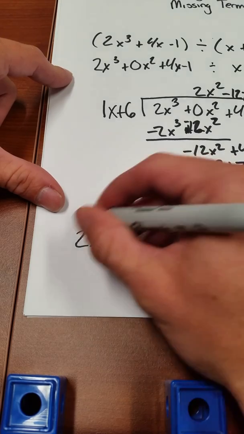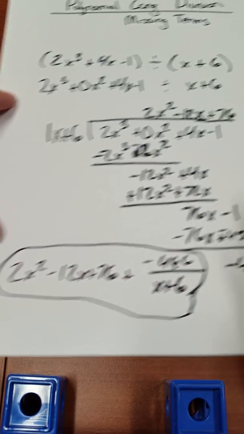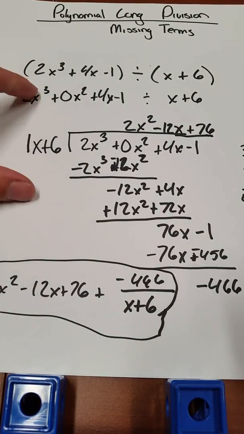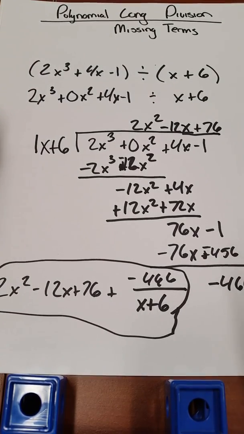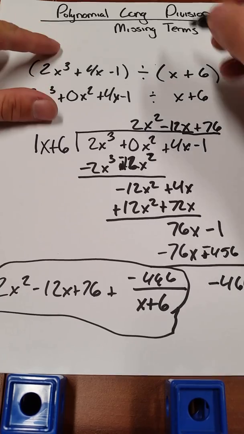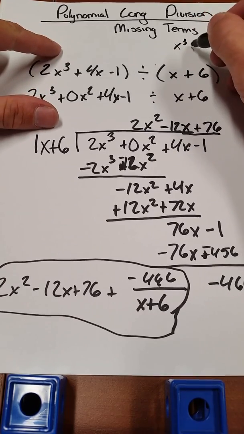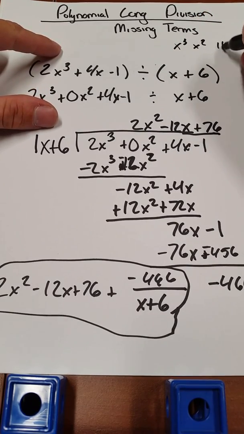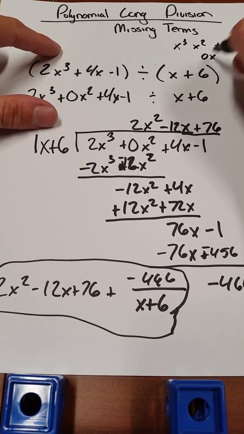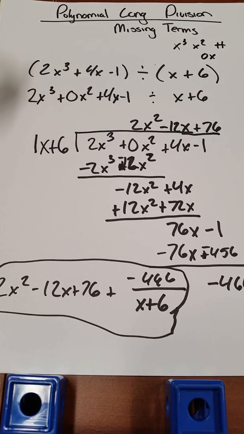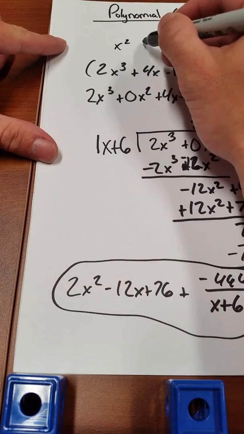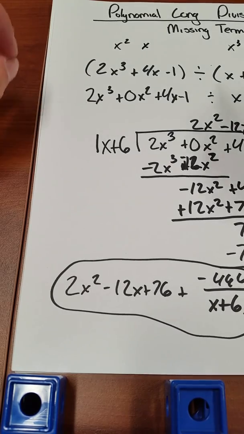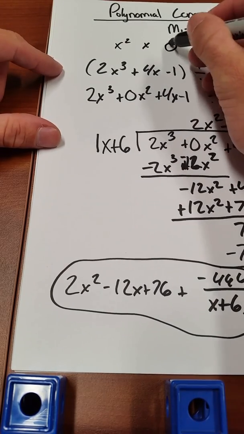All right. So the idea behind missing terms is if you are missing any terms, you must put a 0 in as a placeholder. So if it was like x to the third, x squared, and then a number, you need to put in a 0x, okay? So whatever term's missing, put a 0 in for it. Also remember, like if it's x squared and just x, you are missing the number. You need to put a 0 out here.